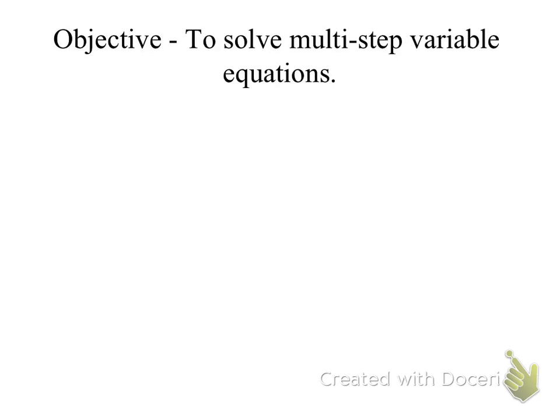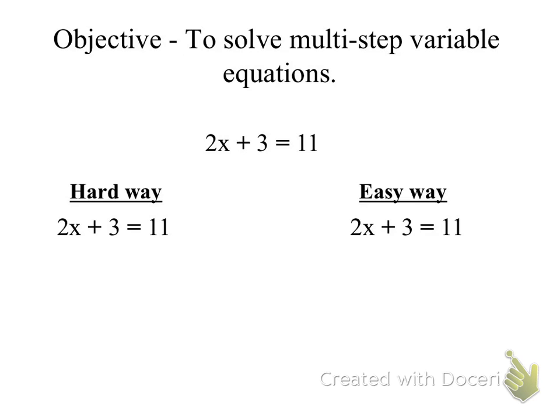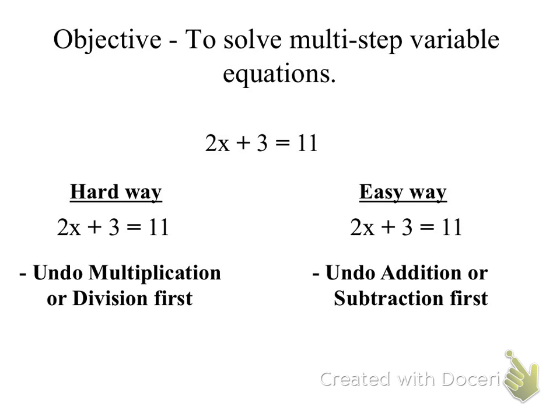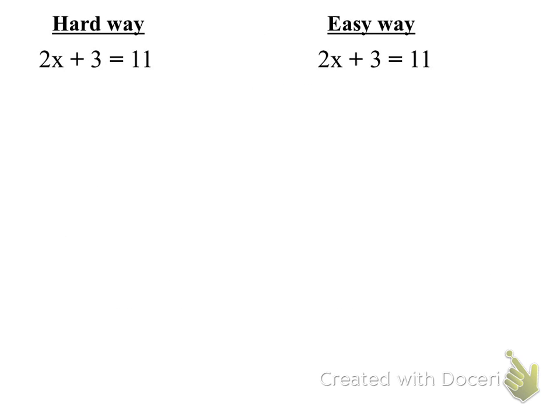This is section 3.3 in the algebra book, and we are solving multi-step equations. All right, so when we have a multi-step equation, there's two ways to do it. There's a hard way or a long way. I should say it's not hard, it's long. And an easy way, okay? The easy way is to undo the addition and subtraction first.